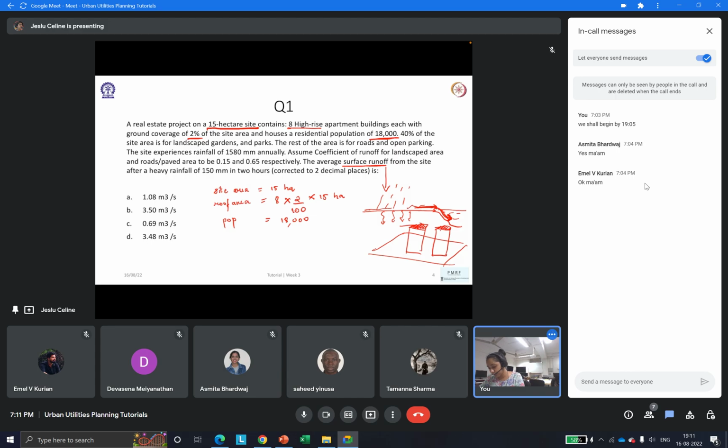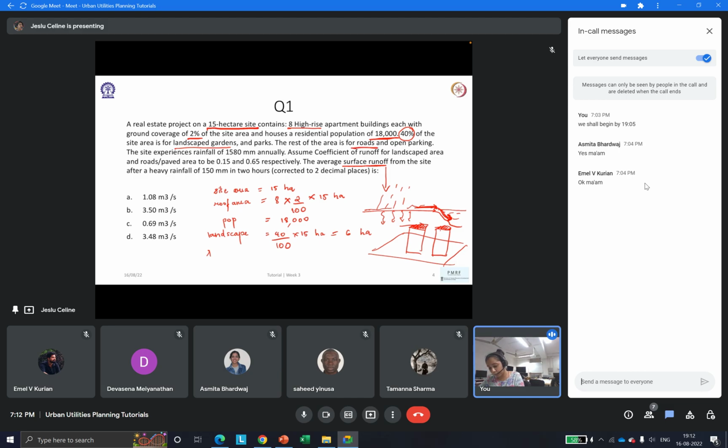That is also given. And now we've got 40% of the area for landscape gardens. So that information also we need. So how much do we have for landscape? So we have 40 by 100 into 15 hectares. This is, okay, I think I'll just go ahead and write these. And for roads, the next one is for roads.